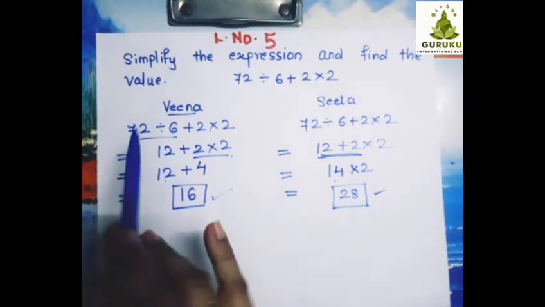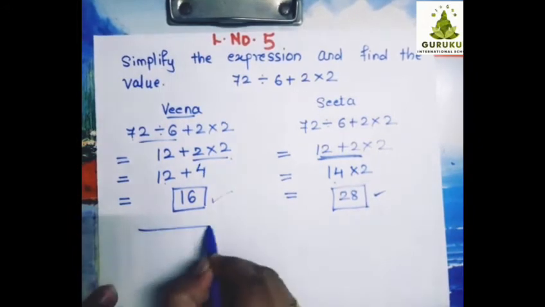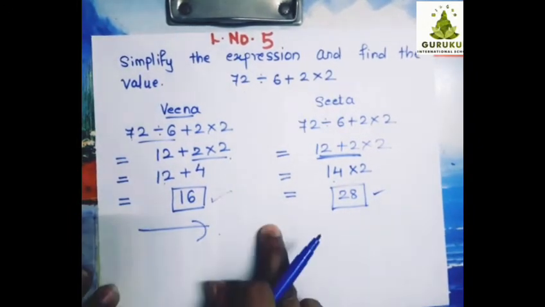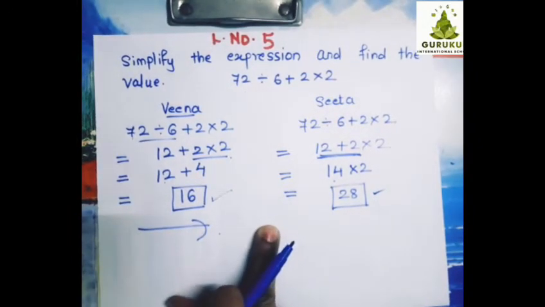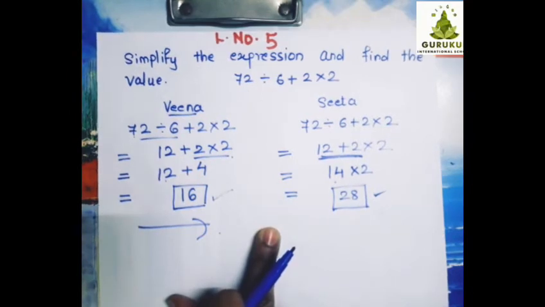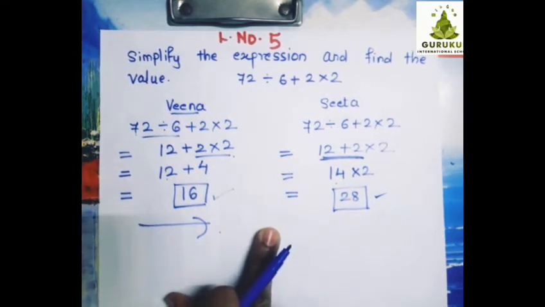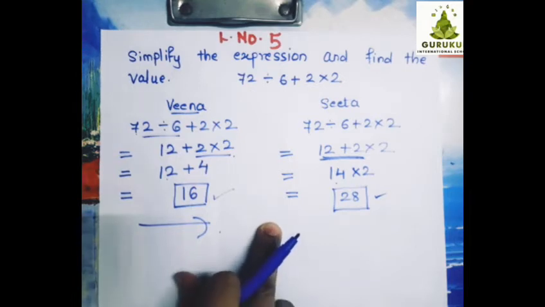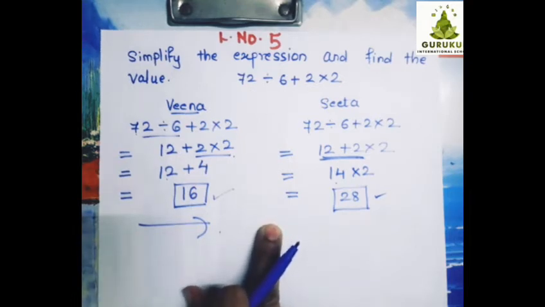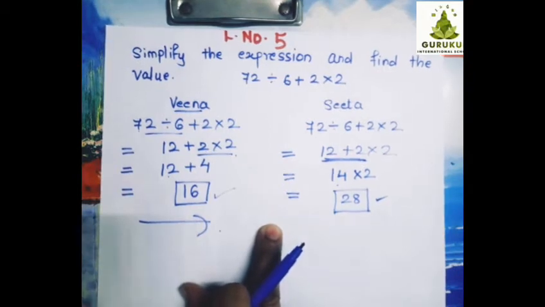Which is the left to right direction? This direction. From this direction, if addition is coming first, do addition first. If subtraction is coming first, then we have to subtract first. So these are some rules which are used to simplify expressions.